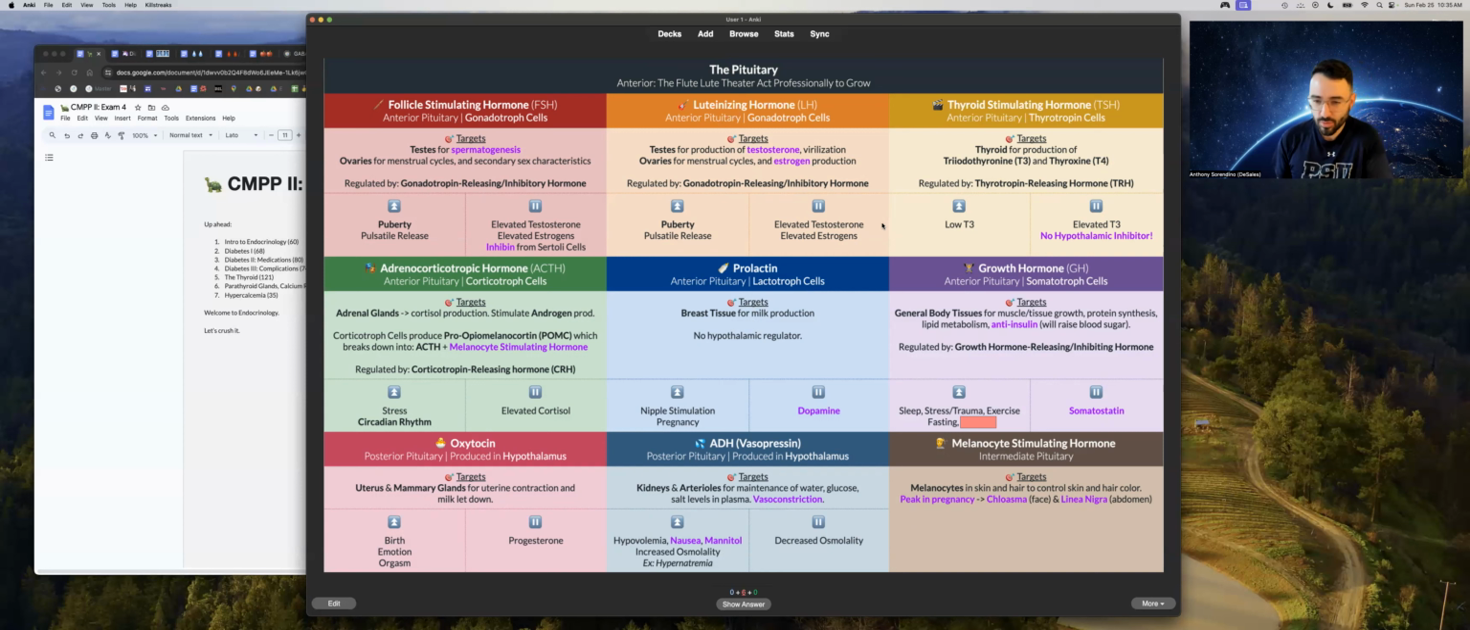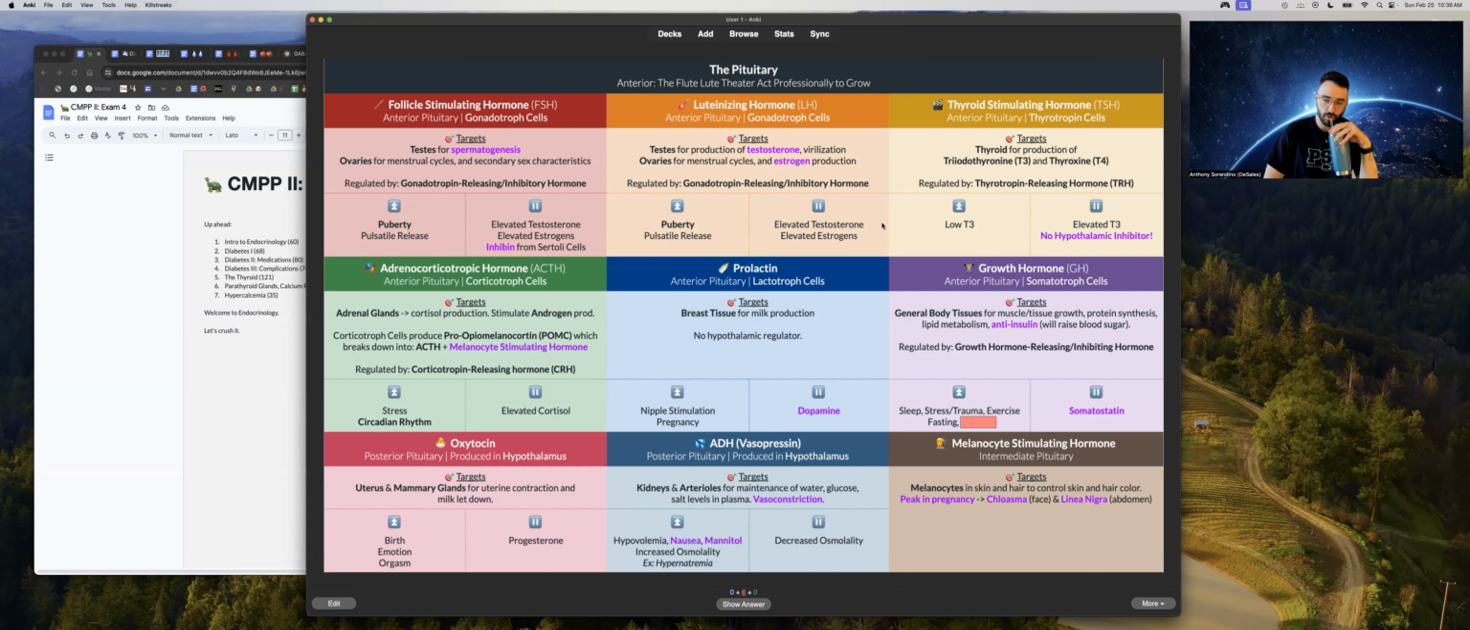Oh, what's the last one? Think about this. What's going to upregulate growth hormone? Where sleep, we need sugar. Fasting. It has something to do with hypoglycemia. Oh, it's going to kill me. Sleep. Hey, we need sugar. We're fasting. Stress and trauma as well. Exercise, fasting.